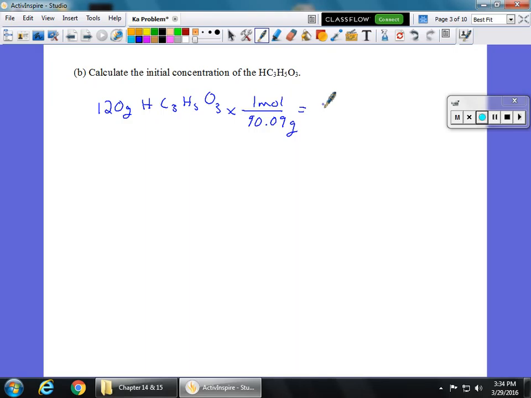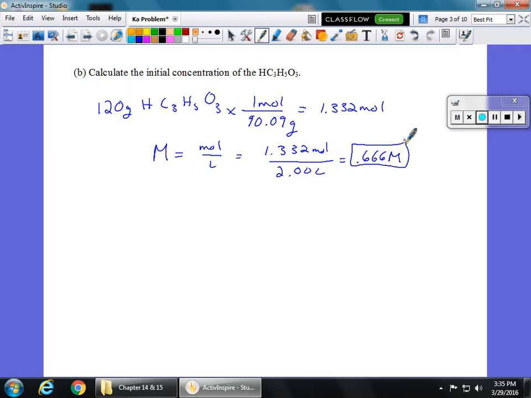That gives you 1.332 moles. And molarity is moles over liters. 1.332 moles, and the volume it gives you in the problem, I believe, is 2.00 liters. So we're going to come out with a concentration of 0.666 molar, right? So there's the initial concentration of our acid. It's just a concentration problem.